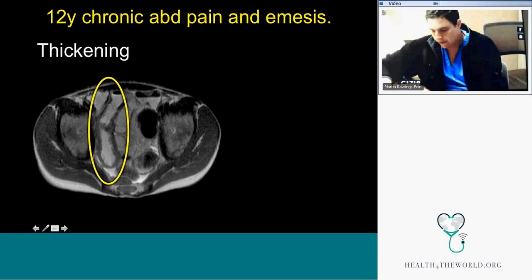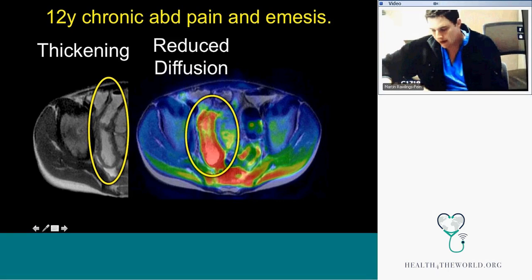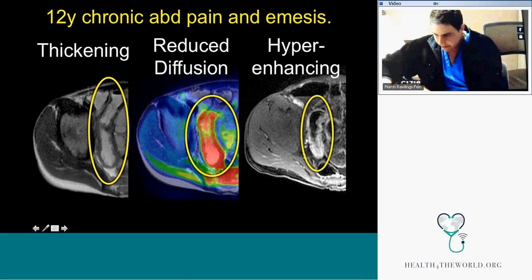We have showing thickening of the distal ileum, and we painted everything that restricts diffusion as red. The bowel has reduced diffusion. We've overlaid it with this image, which is kind of cool. Diffusion overlay. And give IV contrast. So we have all the signs that tell us that there is inflammation of the terminal ileum.